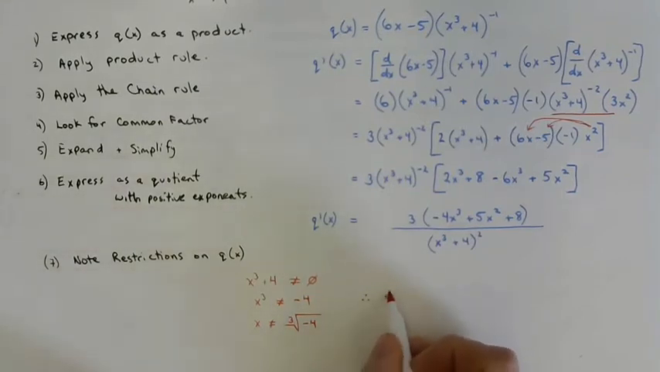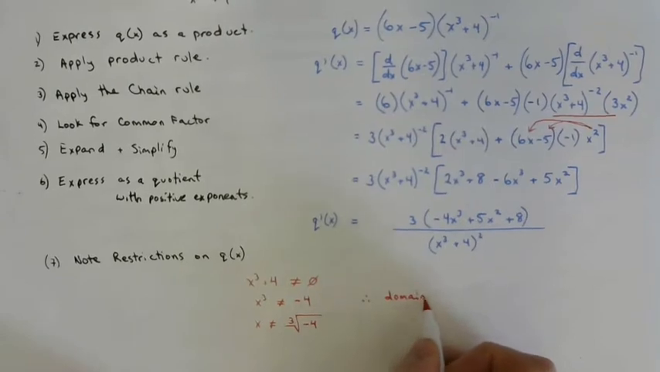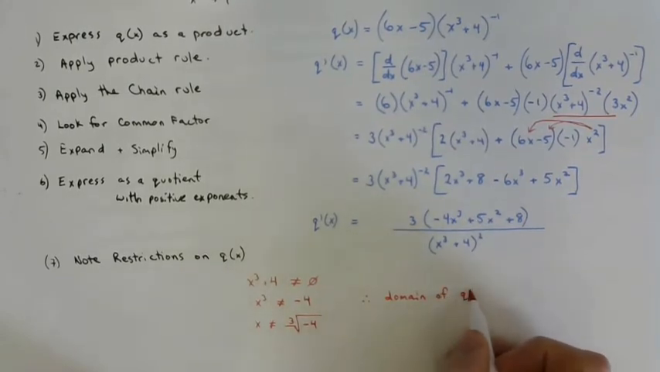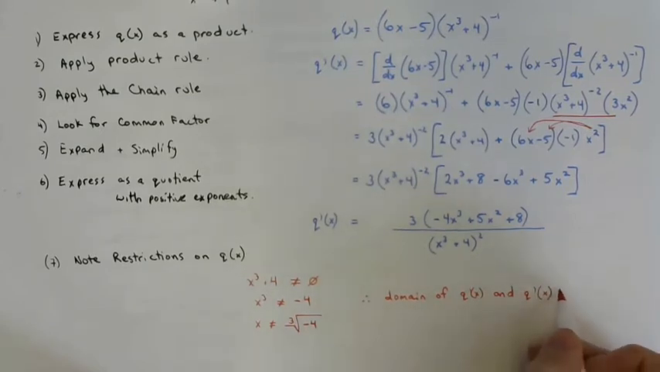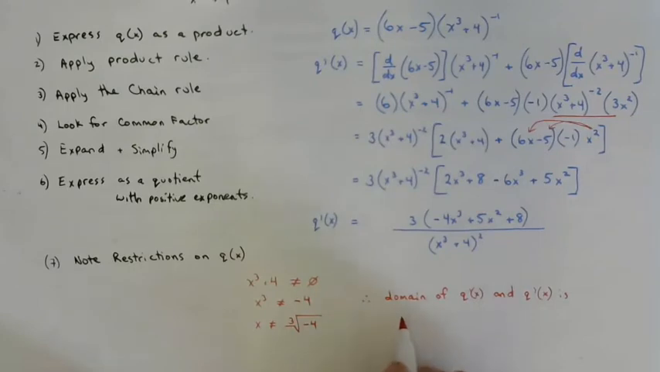Therefore, domain of q of x and q prime of x is x belongs to the set of real numbers, but x cannot be the cube root of negative 4.